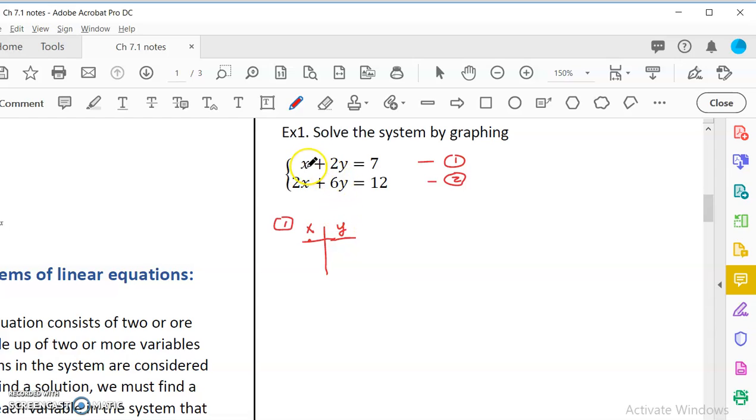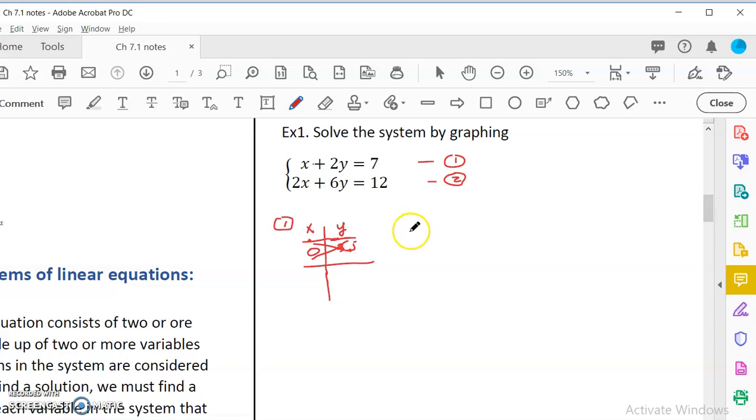Now try not to build a table of values that has fractions or decimals, because you need to graph it accurately on the chart. If I have x equal to 0, then 2y equals 7, so y would be 7 over 2, which is 3.5. This is not good. Why? Because you can't graph 3.5 accurately. So don't use that one.